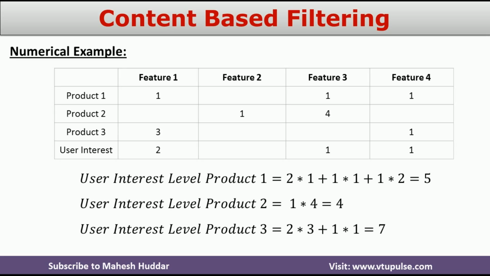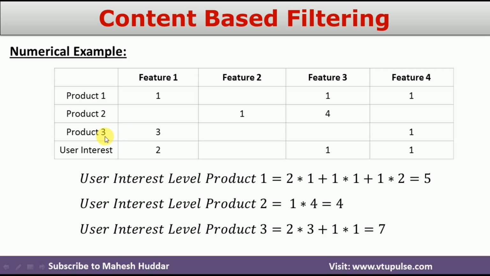given that particular data, the user's interest level in product 1 is 2 into 1 plus 1 into 1 plus 1 into 1, that is user interest multiplied by product value here. Okay, so we get 5 in this case. Similarly, the user interest level for product 2 is, you can see here the user does not have any interest in feature 2, so we cannot consider this one. The user has interest in feature 3, that is 4 into 1, which is equivalent to 4 here.